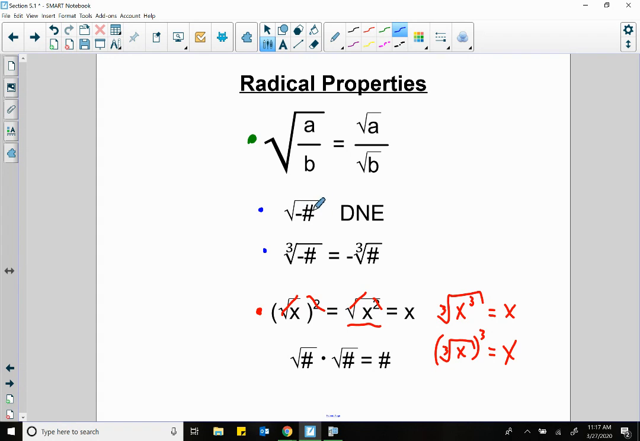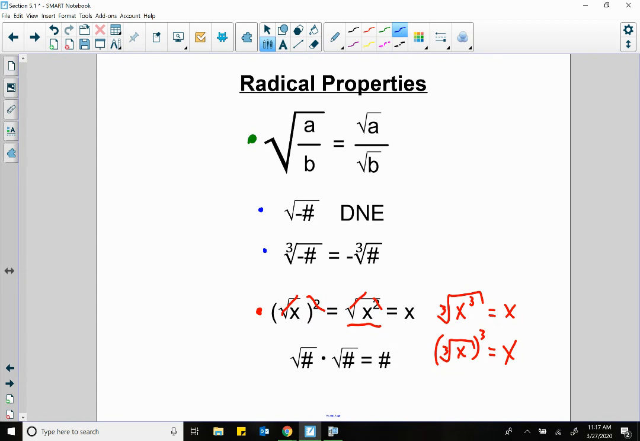So whenever you have a radical, or in other words, in this one, a square root of a negative number, we're going to say that it does not exist. So right now, from 5.1 all the way to 5.5, if you're going to take a square root of a negative number, that answer does not exist. Okay? But if you're going to take a cube root of a negative number, then we can deal with that because the negative under the radical will pop out front. And then you'll just be dealing with the cube root of the number.